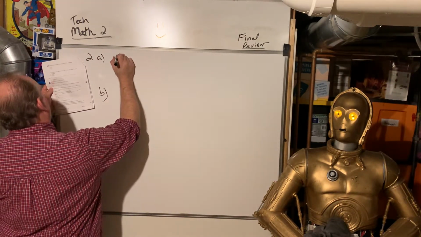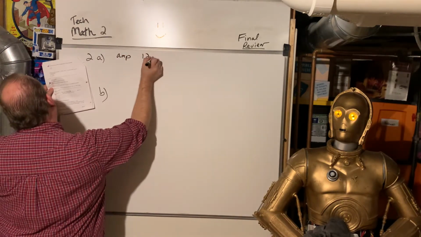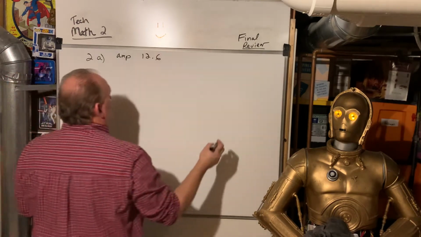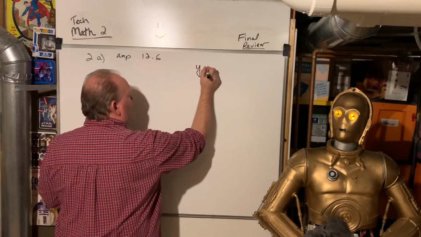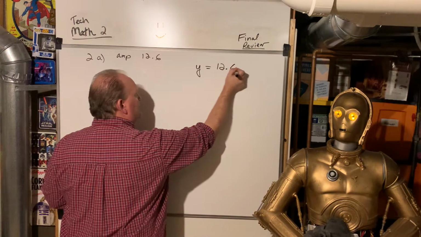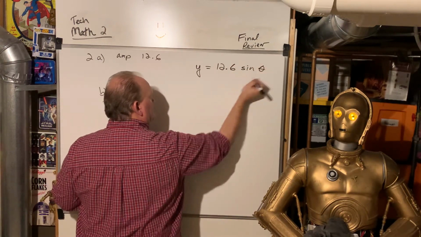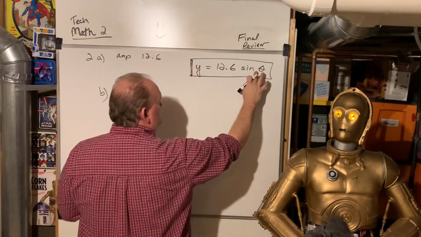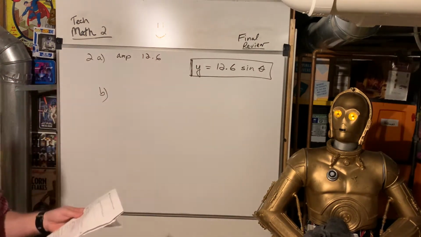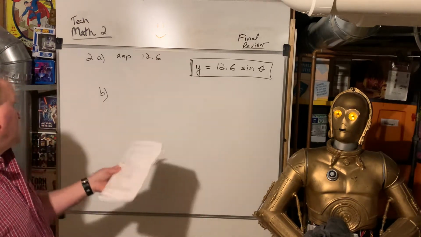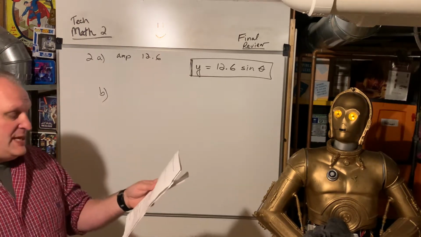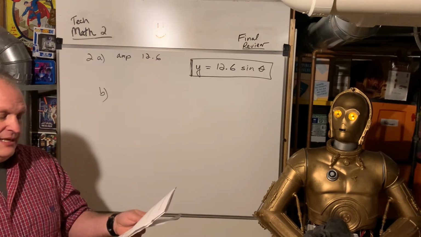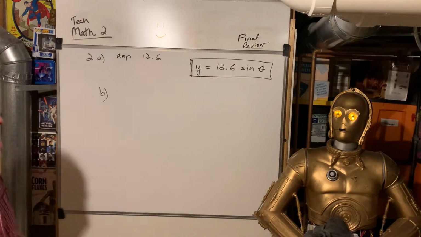Here they tell you the amplitude is 12.6, and it's in phase with y equals sine theta. Well, what that means is you just do y equals 12.6 sine theta. So that would change the amplitude, but it wouldn't shift it right or left. There wouldn't be more cycles or anything like that. There's also one like 2b, a sine wave harmonic with amplitude 18 and 5 cycles between 0 and 360.